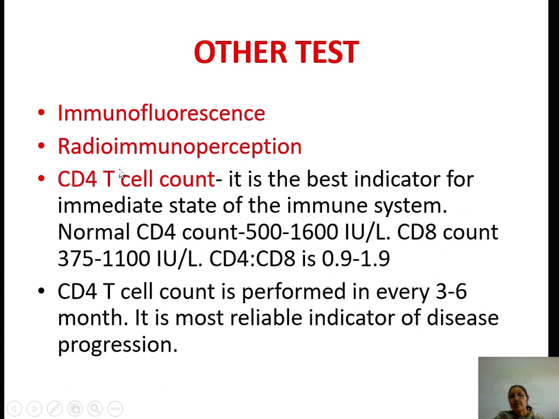Now the important test for the prognosis of the patient is the CD4 T cell count, which we do regularly. The CD4 T cell count is the best indicator for the immediate state of the immune system. The normal CD4 count is 500 to 1600 international units per liter, and CD8 is 375 to 1100 international units per liter. So the ratio of both is 0.9 to 1.9. The CD4 T cell count is performed every 3 to 6 months, and it is the most reliable indicator of disease progression.